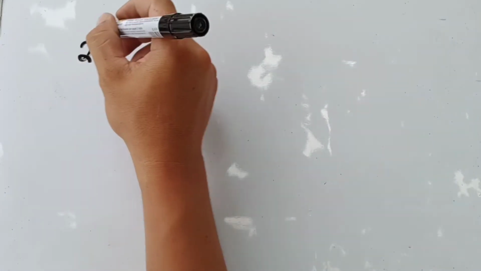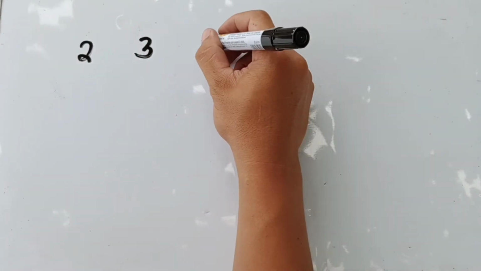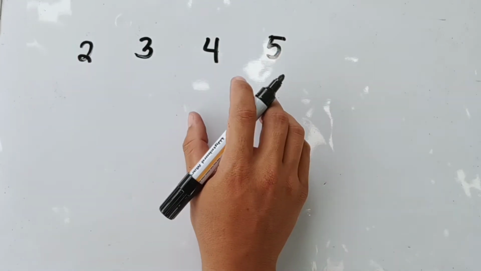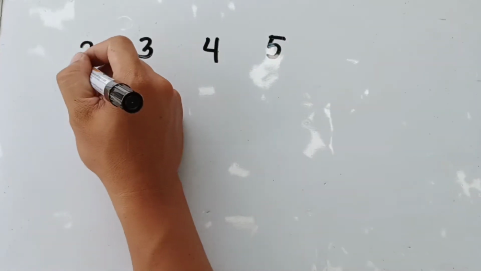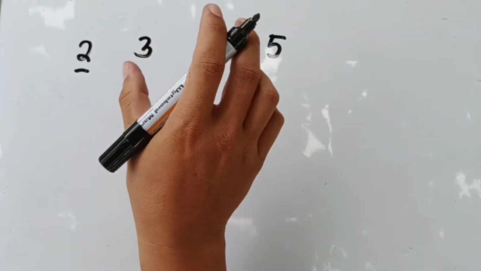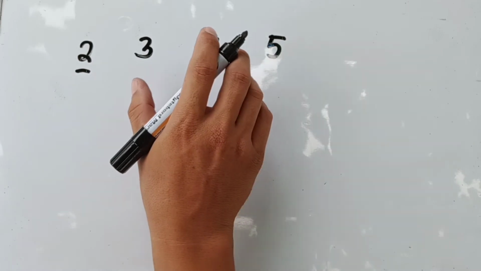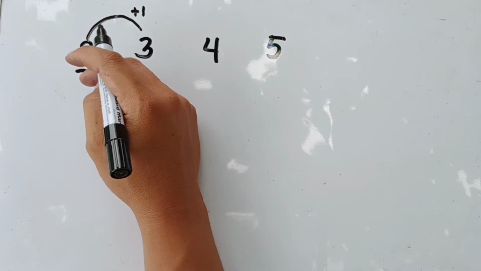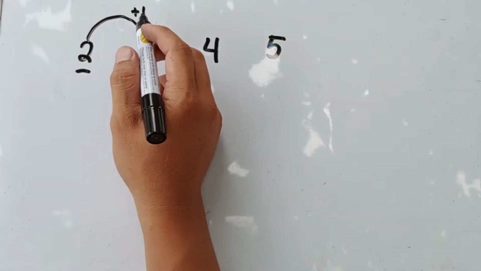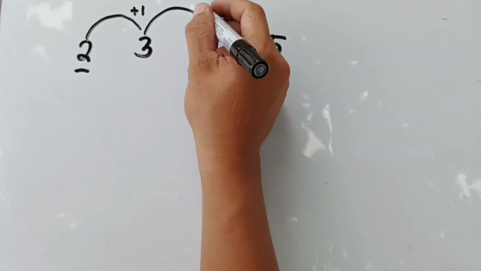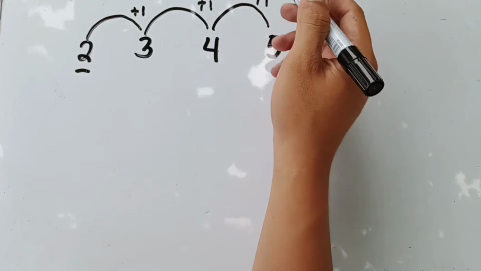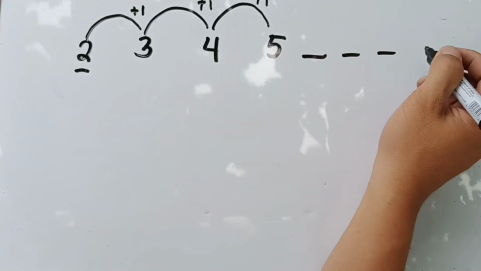Now let us have our fourth example. We have 2, 3, 4, and 5. This sequence is composed of consecutive numbers starting from 2. And we obtained the value of the next term by adding 1 to the preceding term. So we have 2 plus 1 equals 3. 3 plus 1 becomes 4. 4 plus 1 becomes 5, and so on.